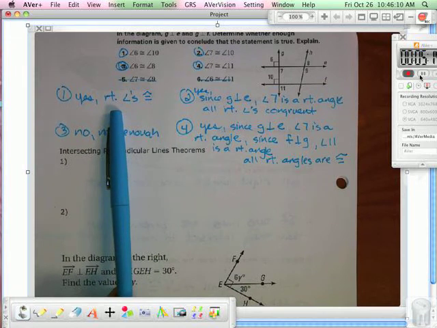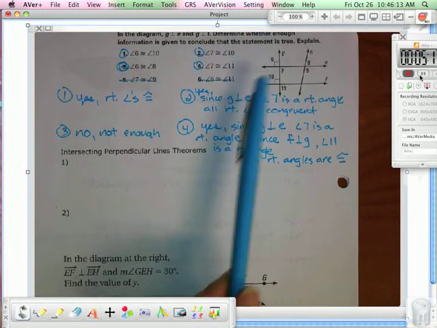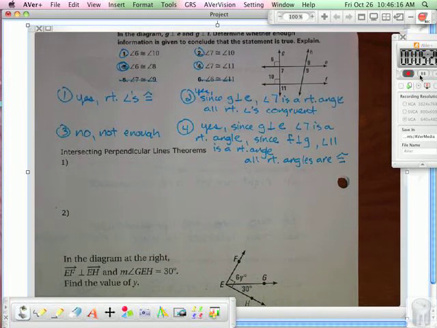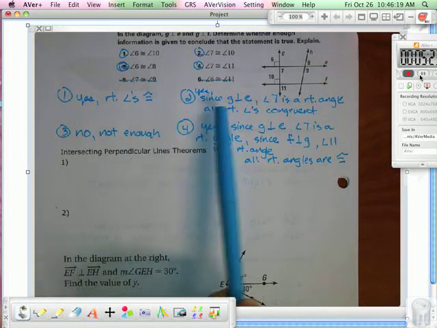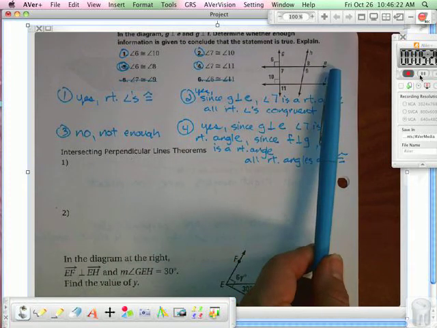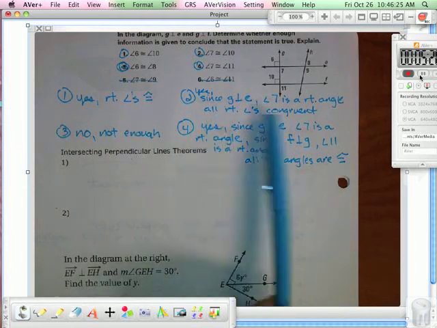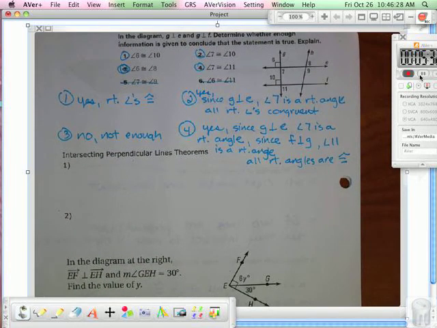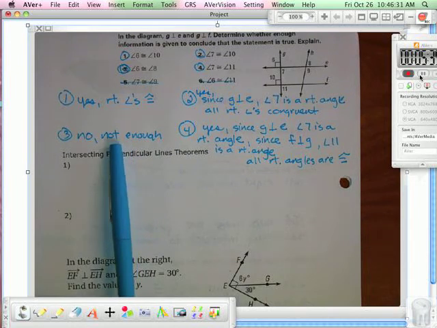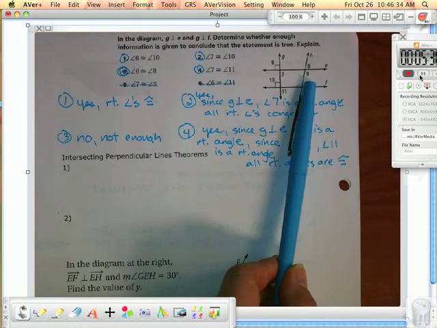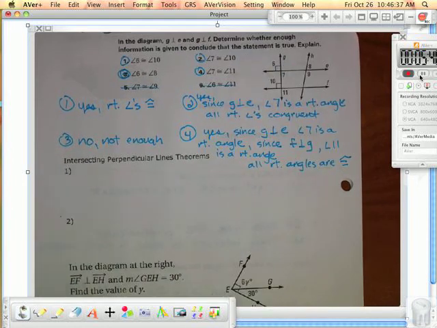Number 2, 7 and 10. It's the same as the page before. You could have talked about vertical angles, or you could say since line G is perpendicular to line E, angle 7 is a right angle, and all right angles are congruent. So yes. Number 3, there's not enough information to say that 6 is congruent to 8. What's the problem? What's missing over here? Why can't I say it? Because there's nothing here. What, Morgan? We don't know if 8 is 90 degrees. Yeah, you can't just say it doesn't look like it. You have to say we don't know that there's a right angle here. We weren't given that information. There's not enough information.